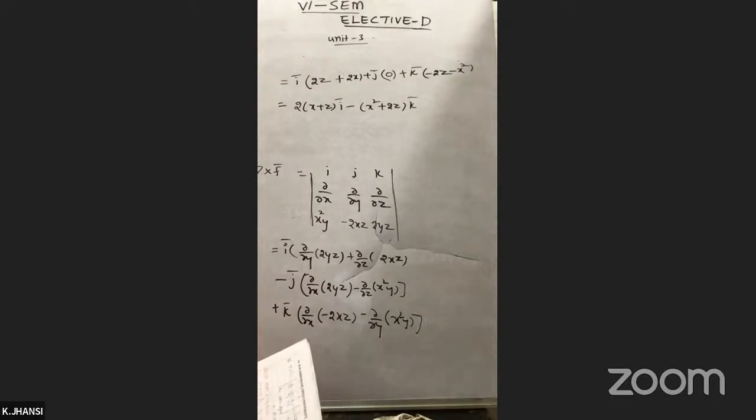And one more problem is there: to show that the function phi equal to x square minus y square satisfies the Laplace equation. So what is the Laplace equation? Del square phi equals 0. Del square phi means del dot del phi. If we substitute the phi value, then we will get the answer. So we see this problem.